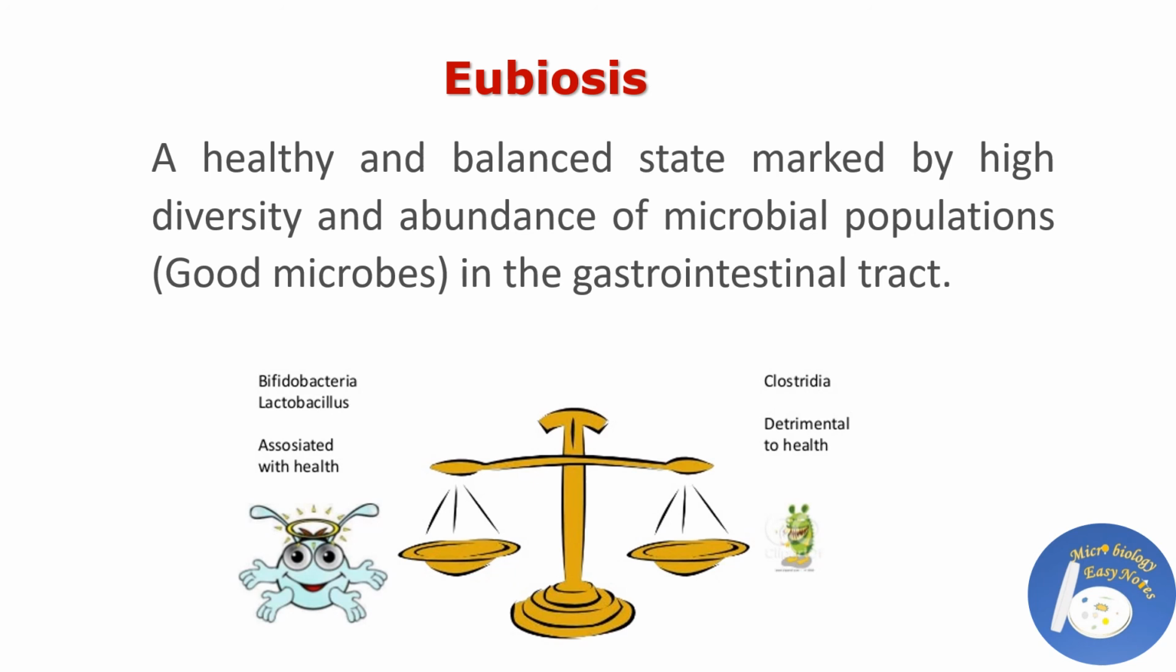Eubiosis. A healthy and balanced state marked by high diversity and abundance of the microbial population in the gastrointestinal tract of the body is called eubiosis.